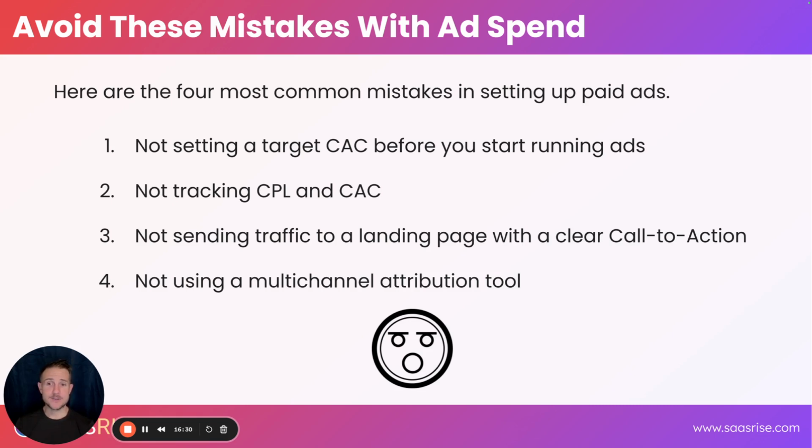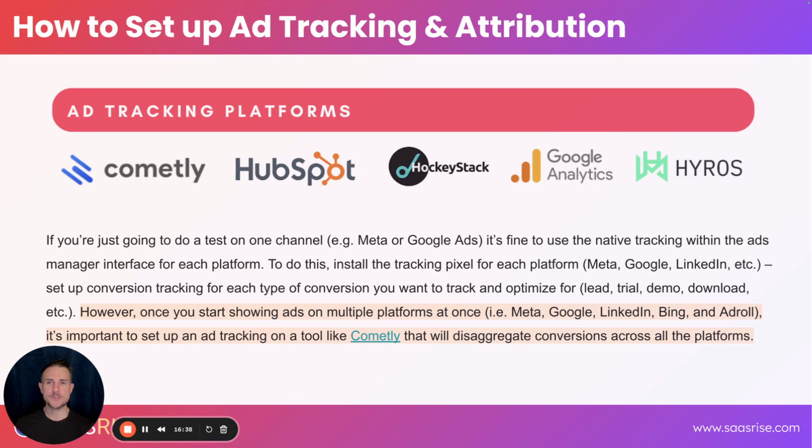And then the last one is not using a multi-channel attribution tool like we mentioned, Commently, Hyros, Google Analytics, HubSpot, etc. So those are the 4 most common mistakes. Don't make those mistakes. Start by setting up an ad tracking platform. Your marketing team should be able to do this for you. Your agency should be able to do this for you. Or if you hire someone on marketerhire.com, which are like experienced marketers that do some side consulting a few hours a week, you can get this set up pretty quickly there. Or you could even find someone on Upwork who's experienced in this type of thing.